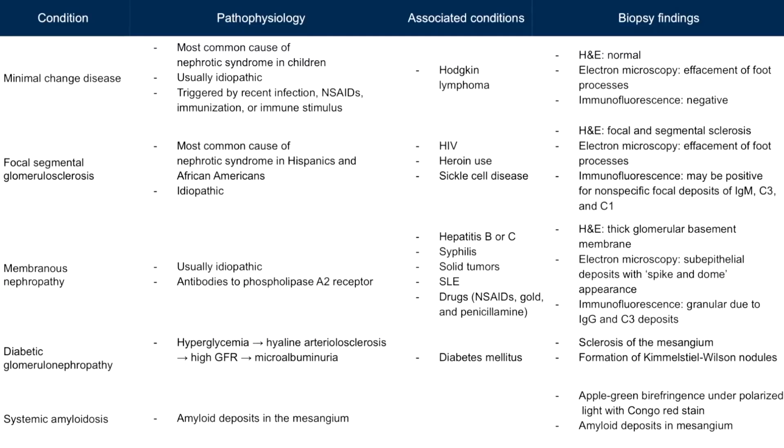Okay, let's move on to systemic amyloidosis. Systemic amyloidosis causes nephrotic syndrome by depositing amyloid in the mesangium, and that damages the glomerulus. So notice that there's nothing here written in associated conditions, and that's because amyloid can be high in anything that causes inflammation. So there's virtually an endless list of things that can cause this.